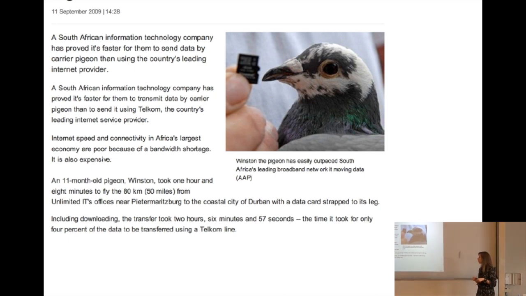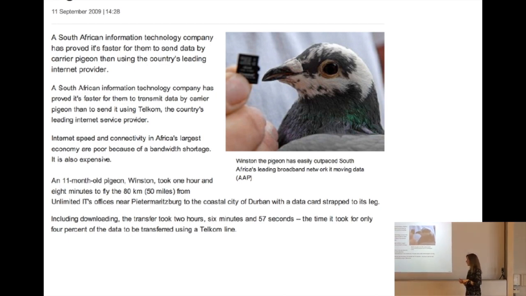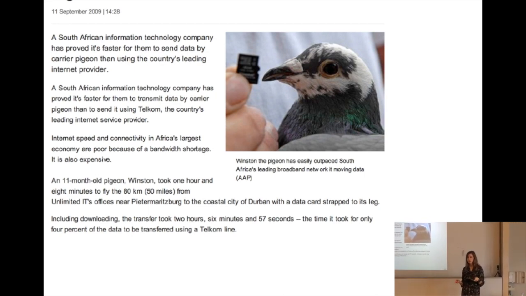Turns out that the pigeon was much faster than the internet provider. Because it took the pigeon to go there and then the download to happen of all the files from the chip to the computer. This took 2 hours and 6 minutes. And in that time, the internet provider had only achieved 4% of the transfer. So people were complaining about this and it hit the news.